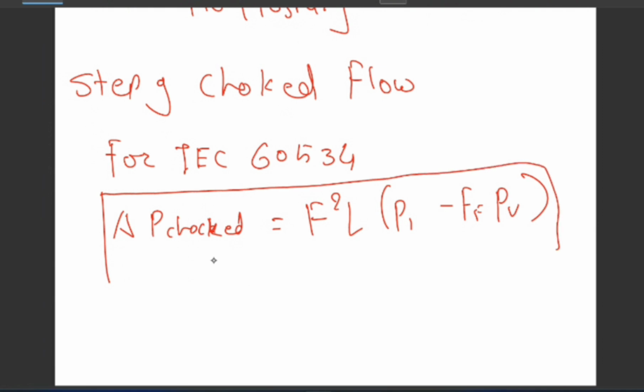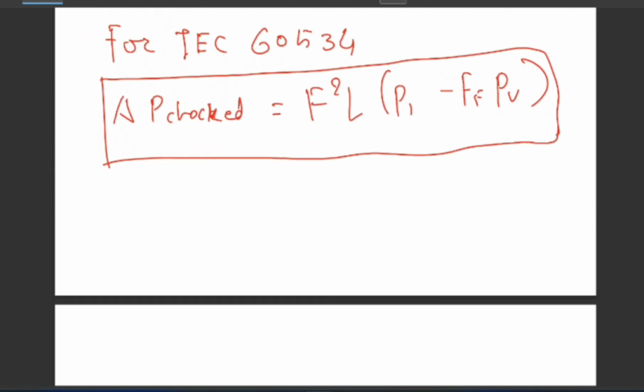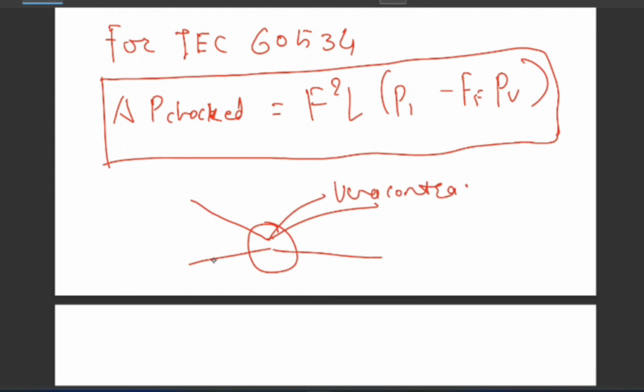Okay, and what is the choke flow? Like at the vena contracta, in any control valve there is a vena contracta. So at this point, this is the vena contracta. Here, what happens to your pressure at this point? Your pressure drops drastically. Pressure drop is more at this point.